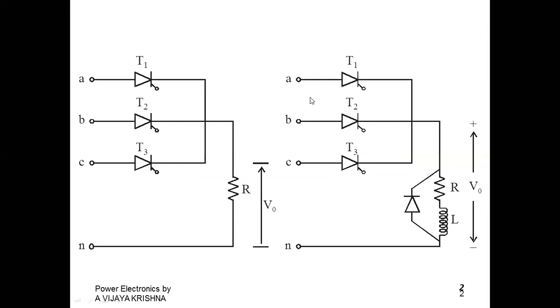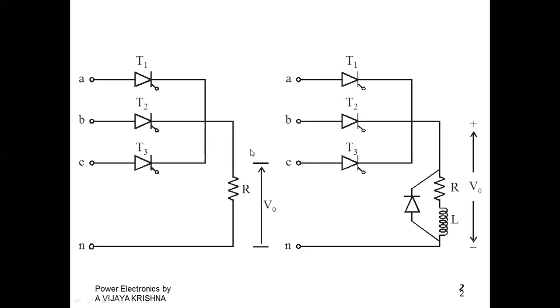This is the circuit diagram for RL load using a three-phase semi-converter, or three-phase half-controlled converter. It means we are using only a single thyristor in each phase. Here we have a star-connected winding, and the secondary of the transformer is connected to the thyristor switches, for each phase: A phase, B phase, and C phase.